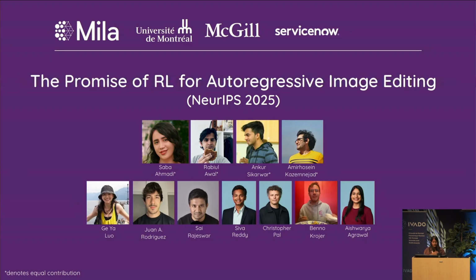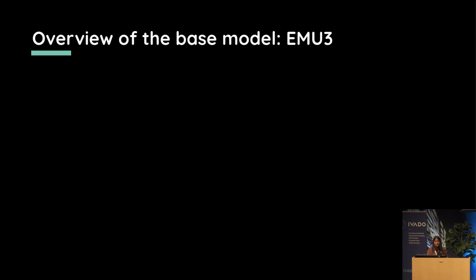So this is a paper that's going to be presented at NeurIPS, and it's led by my students and also students from Siva's group and Chris Paul's group, and both Siva and Chris Paul are here as well. Okay, so we wanted to build on top of an autoregressive multimodal model, and when I say multimodal, I'm talking about a model that can generate both language and image. So we worked on top of this MO3 model, and the reason for using this kind of autoregressive multimodal model is because we wanted to explore chain of thought reasoning as well.